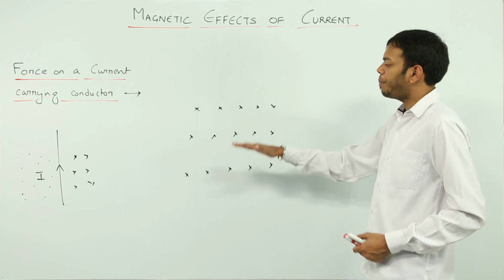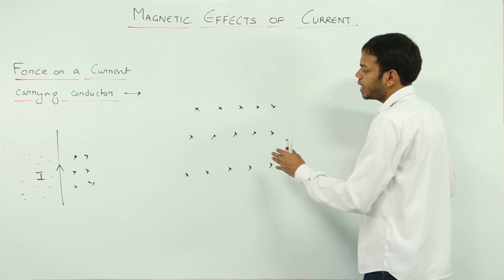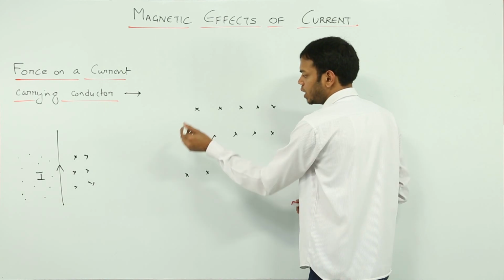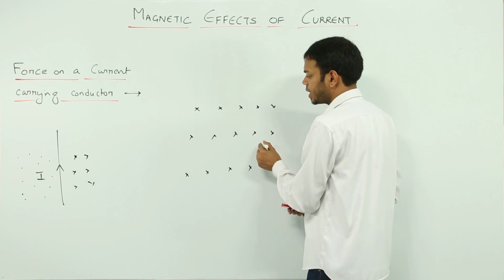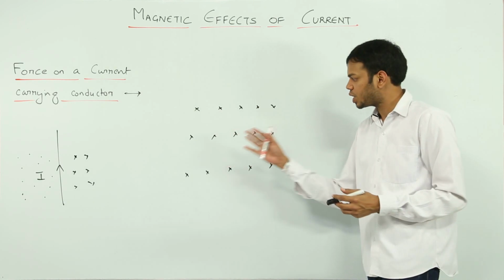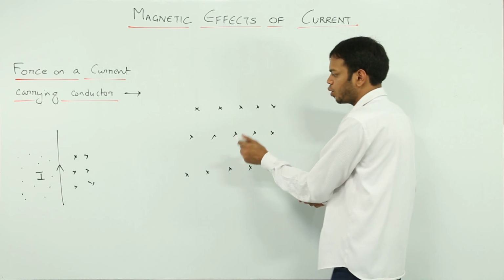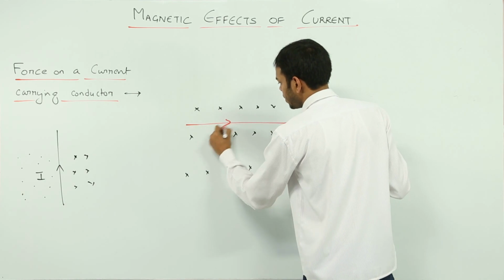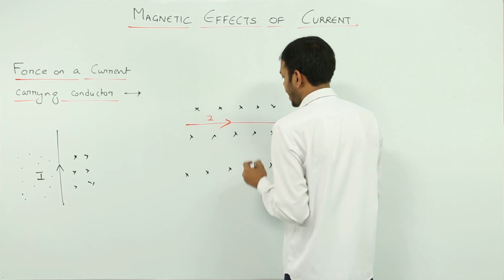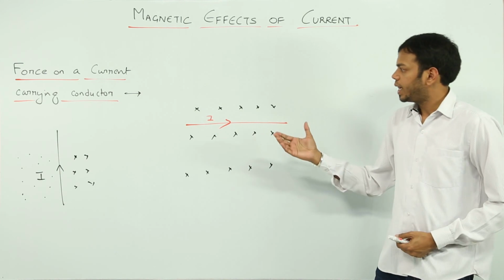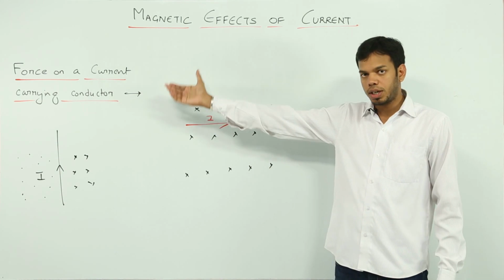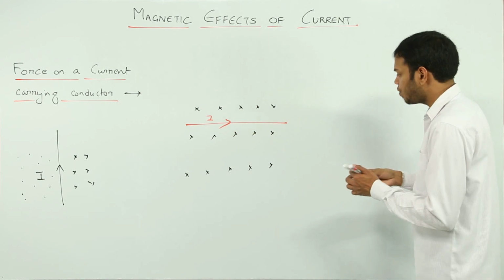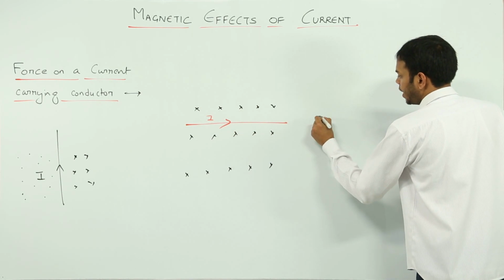Now consider this uniform magnetic field in this region. How is this magnetic field represented? All the magnetic lines of force are entering this plane, going inwards, right? Now I have placed a current carrying conductor like this. The current is flowing in this direction. So this current carrying conductor is going to experience a force which will be acting on it.